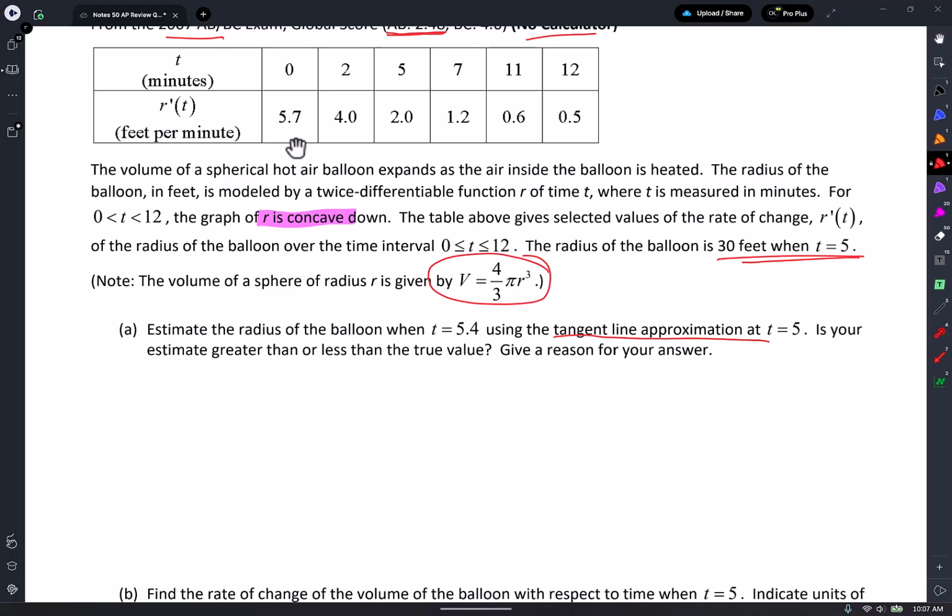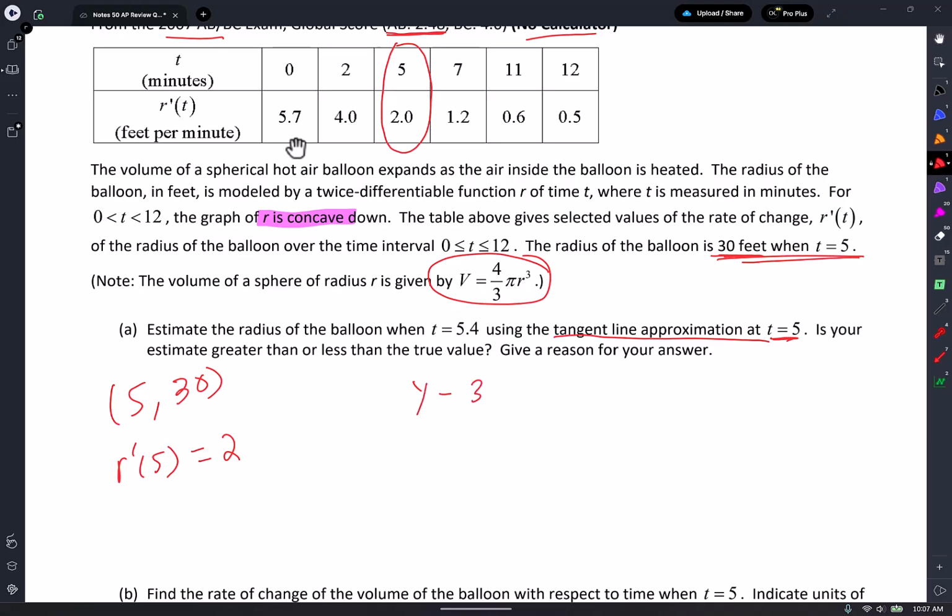What do I need for a tangent line? Point and slope. They want it at t equals 5. Do I have a point at t equals 5? Yes. When t is 5, what's the radius of this balloon? So that's your point. Now I need r prime of 5. Do I have r prime of 5? Yes, it's in this table. r prime of 5 is equal to what? 2. There it is.